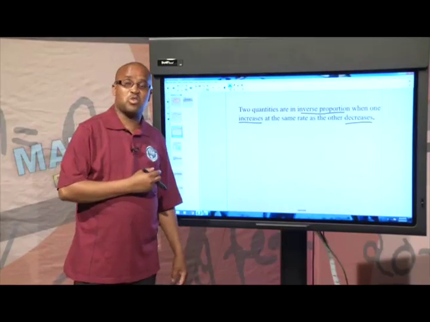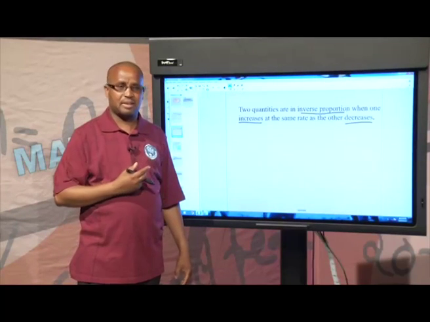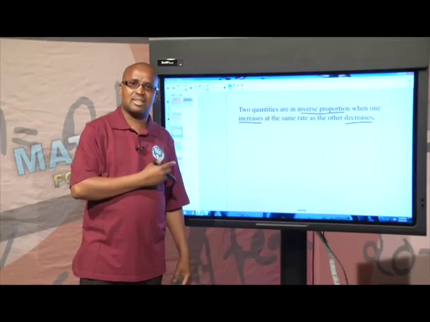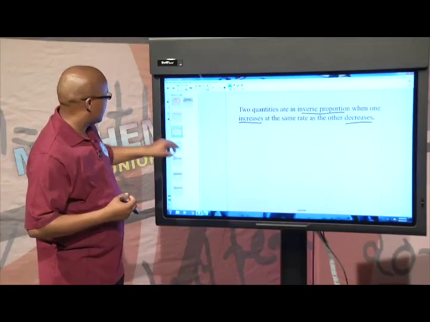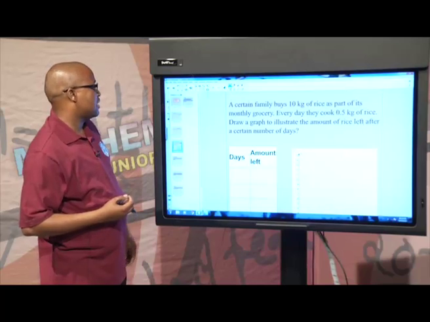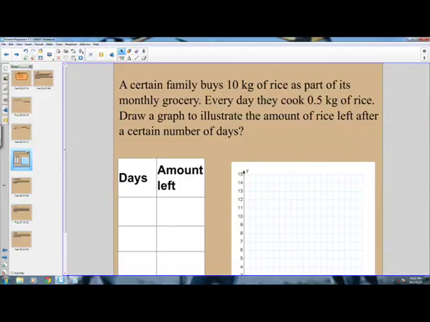I've got an example here which will make you understand this topic even further. I want to believe it will even help the students back home. Let us have a look at the example. A certain family buys 10 kg of rice as part of its monthly grocery. Every day they cook 0.5 kg of rice. Draw a graph to illustrate the amount of rice left after a certain number of days. So this is what we are expected to illustrate in our graph here.